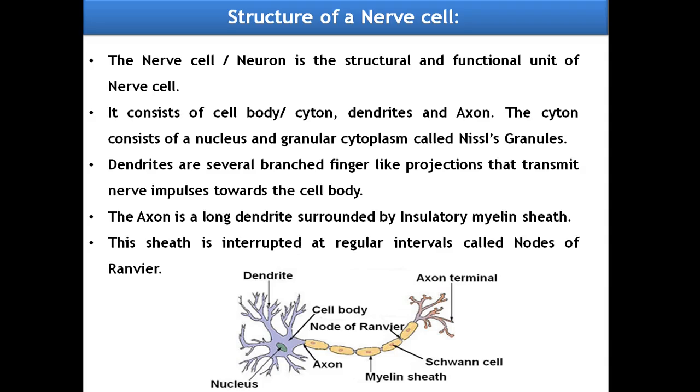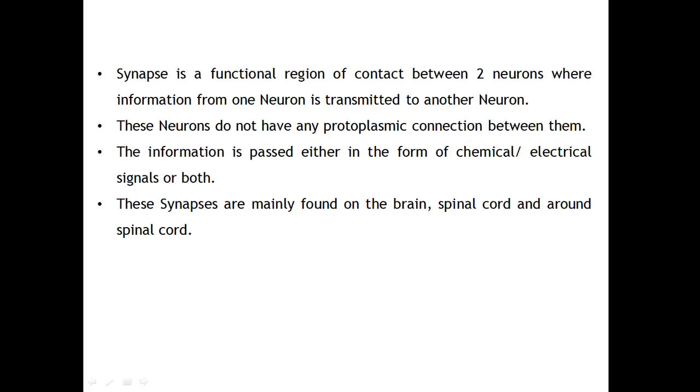This covering forms a partition between the adjacent axons. Axons not having the sheath are called non-myelinated fibers.